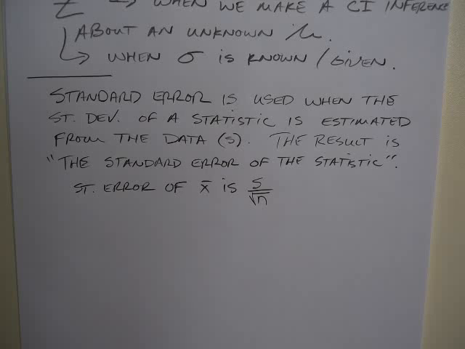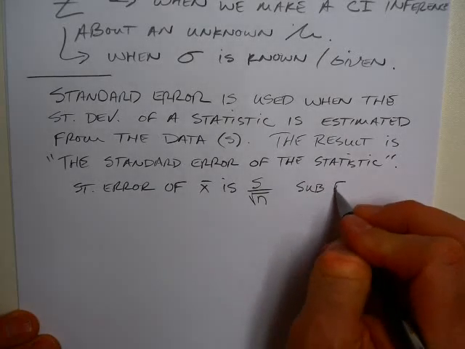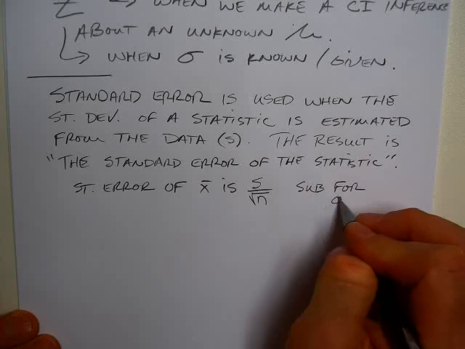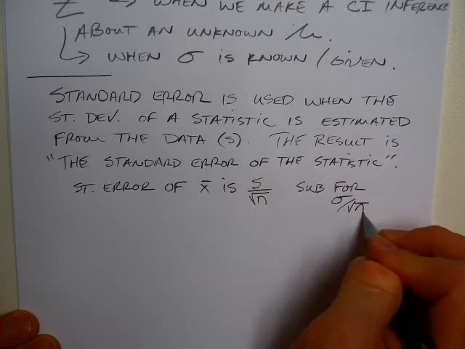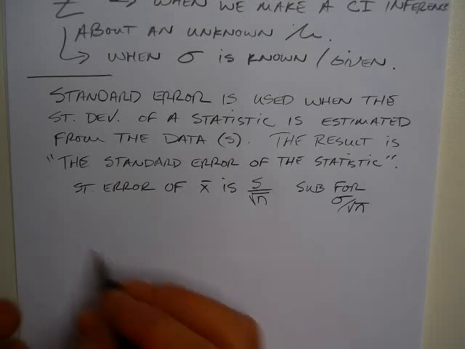So what this really boils down to is, what if we don't know sigma? No big deal. We calculate S and we use it. Okay? This is where we sub S for sigma over root n. Now that changes one other thing. That substitution is a t statistic.